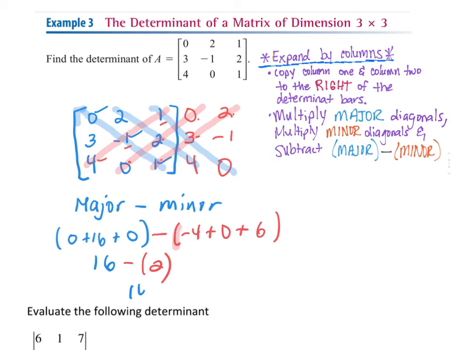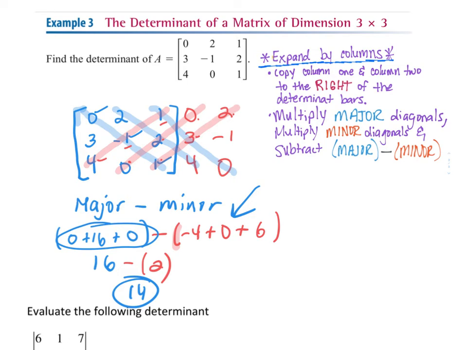So the way that you do this, when you have a 3 by 3, you're going to recopy the first two rows. Then you identify the three majors, which is top left to bottom right. It's got three numbers in it. Figure out what that is right here. Add them together after you multiply. Then you find the three minors, which we did right here. Then you simplify and subtract.